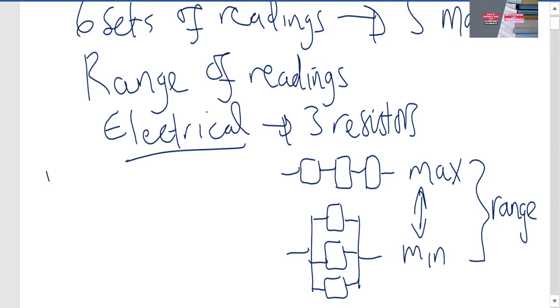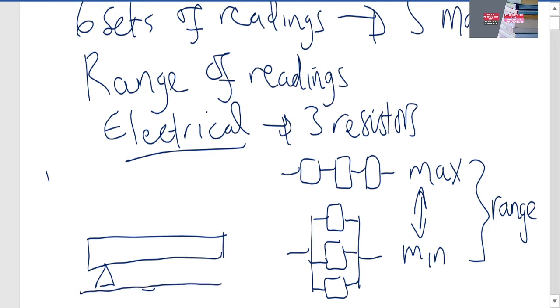So find the minimum possible. Say it's on a meter rule, the example that I was saying, that you've got a pivot there, and then you've got a meter rule, and you are moving masses along. You've got masses there, and you want to measure this distance here. So make sure that you establish the minimum distance and the maximum distance before or during the experiment.